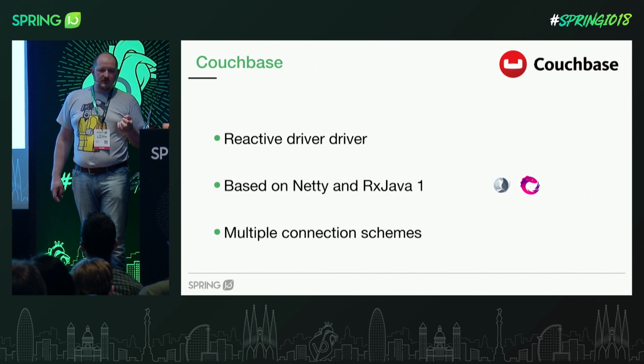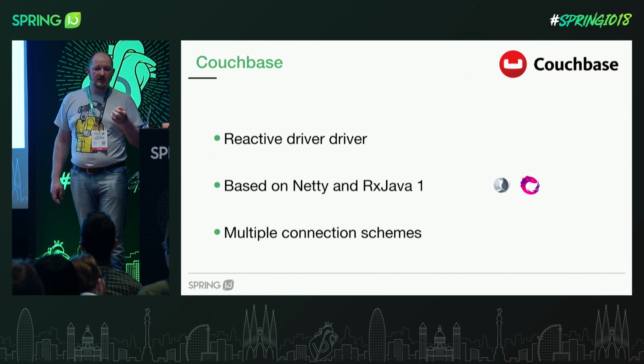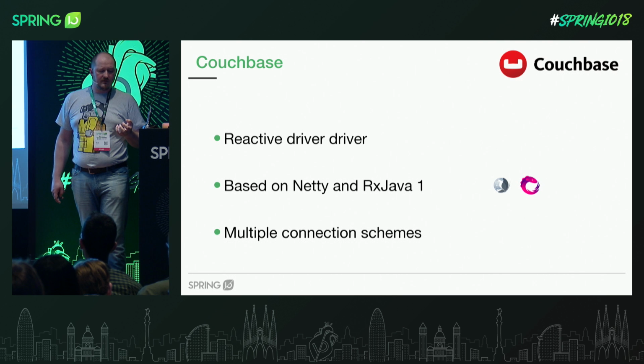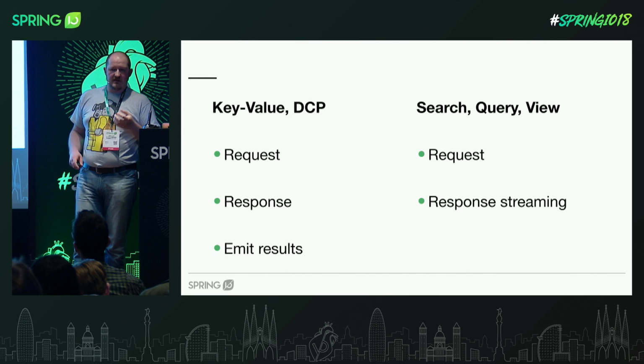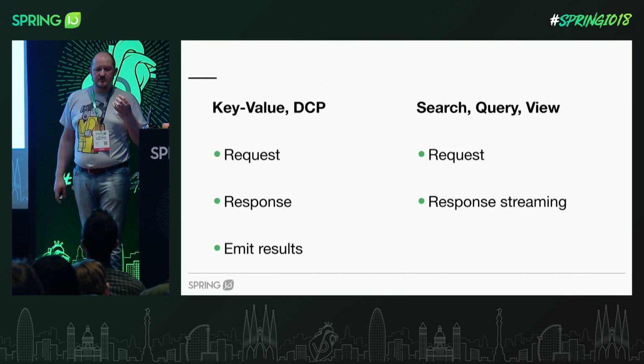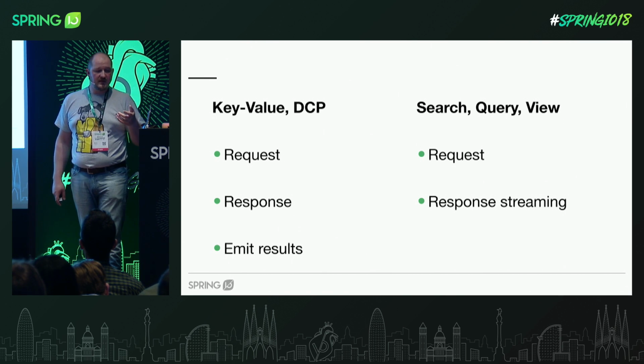It follows multiple connection schemes, as Couchbase has multiple ways to interact with the data. It's a key value store. It's a document store. You can do full text indexing, and this has, again, different schemes for how the driver interacts with the database, and how responses are fetched. Sometimes they are synchronized until the last bit is received and then start emitting items. Sometimes the responses are streamed, and this really depends on the functionality you are using.